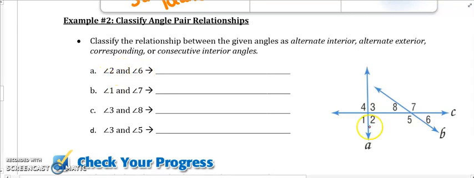2 and 6. Well, are those both interior? Nope. So that rules that out. Are they both exterior? Nope. Okay, they're corresponding. Because one's on the bottom right and the other's on the bottom right. And when I'm talking about that, I'm talking about according to the side. So they are corresponding.